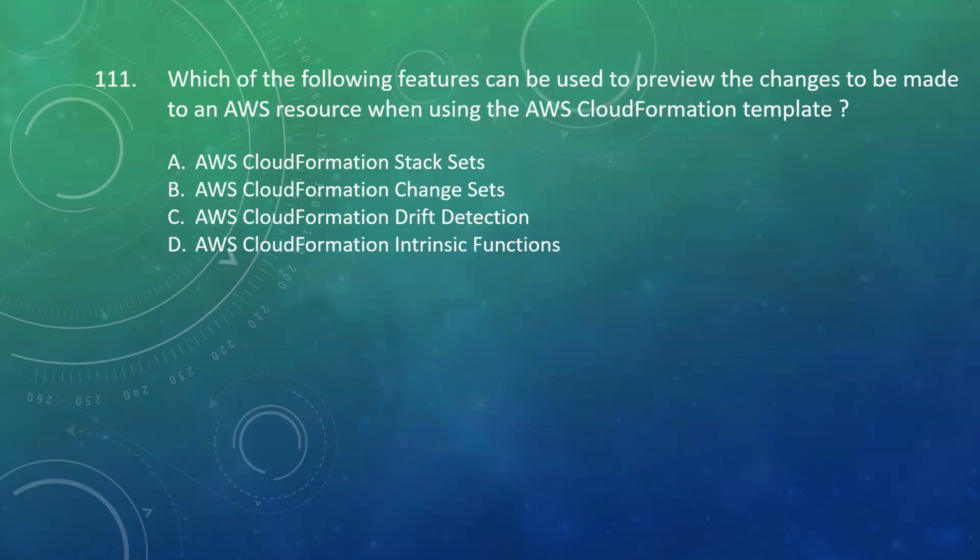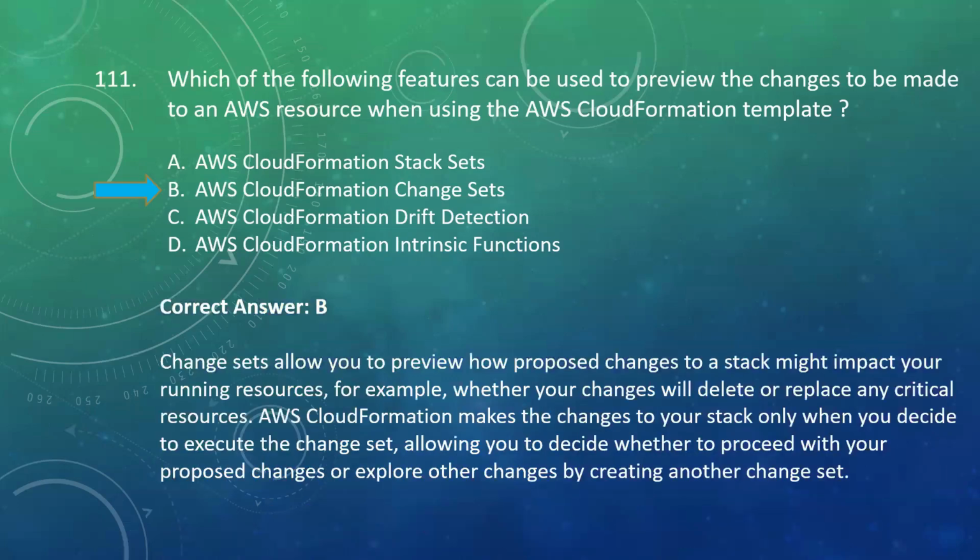Which of the following features can be used to preview the changes to be made to an AWS resource when using the AWS CloudFormation template? Your options are AWS CloudFormation stack sets, AWS CloudFormation change sets, AWS CloudFormation drift detection, AWS CloudFormation intrinsic functions. So the right answer is option B, AWS CloudFormation change sets.